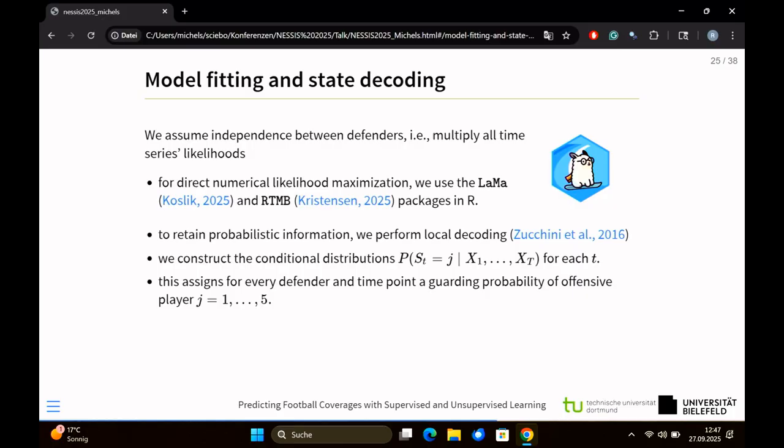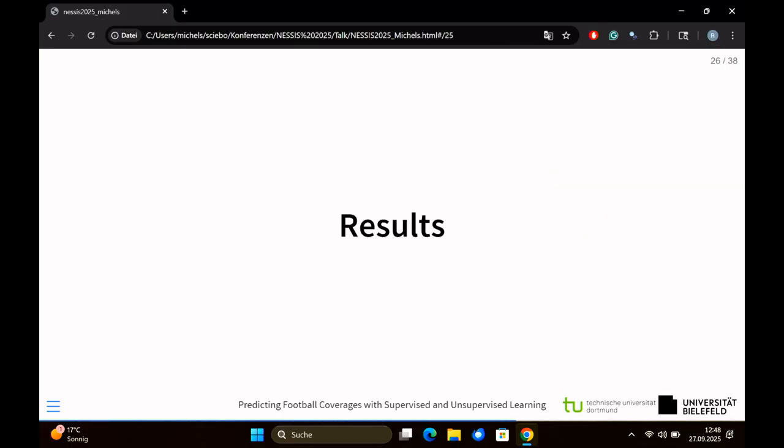As already indicated, we assume independence between defenders, and thus we can multiply all time series likelihoods, and we numerically maximize this likelihood via the LaMa package from my co-author Jan-Ole and the RTMB package to speed up calculations. And for the decoding, there are also two possibilities, local and global decoding. Here, to propagate uncertainty and to assign for every defender and every time point a guarding probability of each offensive player, we do local decoding.